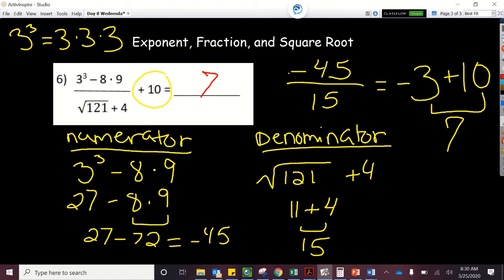So again, I wrote up at the top the tricky things in this that tripped a lot of people up. Either that exponent, recognizing that 3 cubed is 27, recognizing how to handle the fraction, which I think we're getting better at, or that square root, and recognizing that the plus 4 is not under the radical sign.